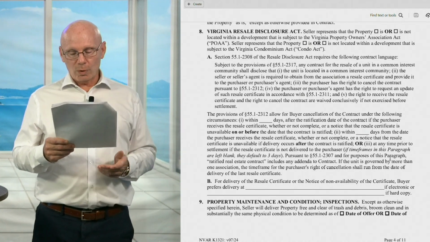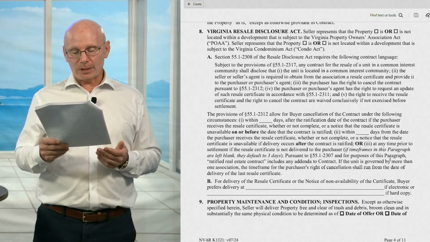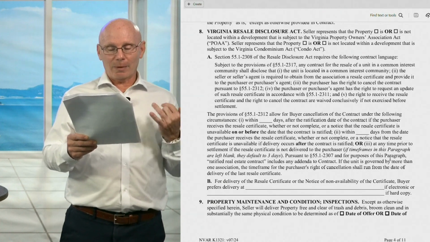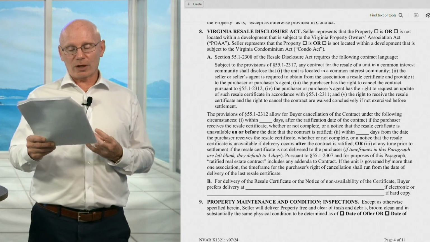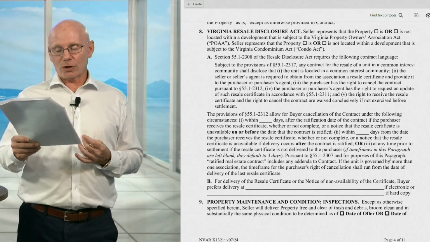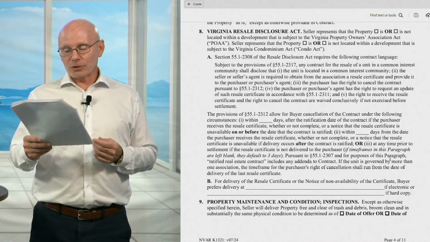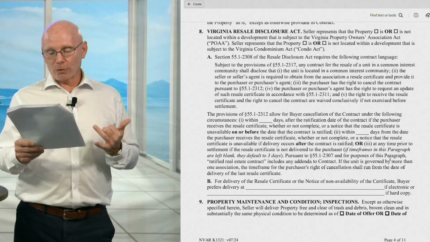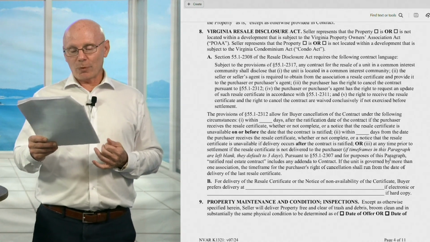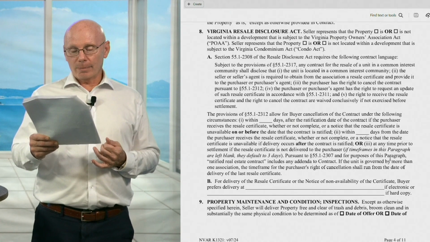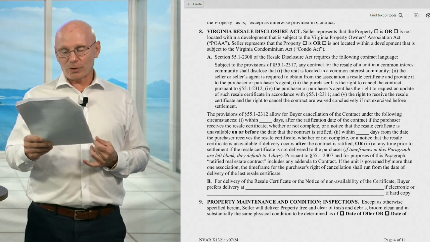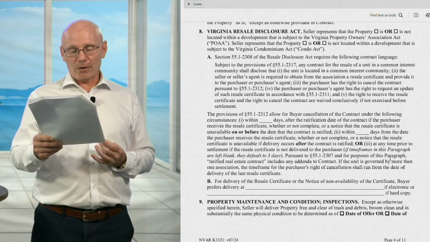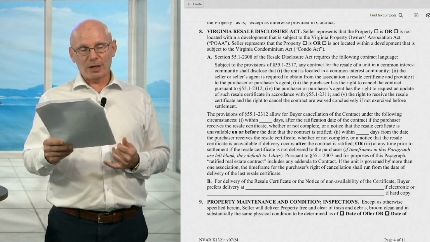And two is within X number of days from the date of the purchaser receiving the package, whether or not complete, or notice that the resale certificate is unavailable if delivery occurs after the contract is ratified, or number three, at any time prior to settlement if the resale certificate is not delivered to the purchaser. If time frames in this paragraph are left blank, the default is 3 days.